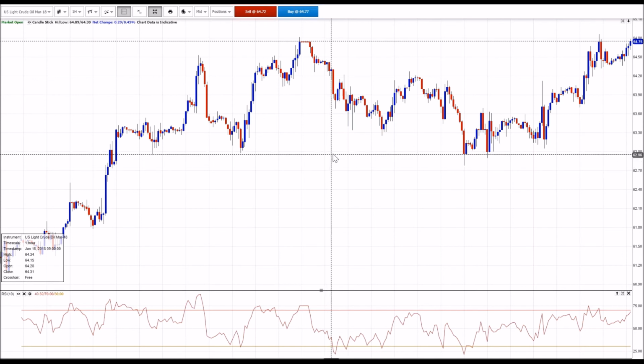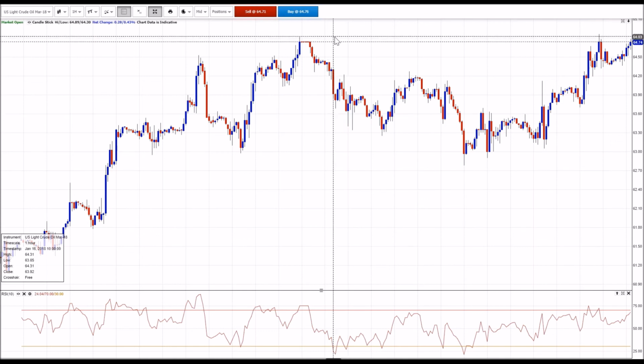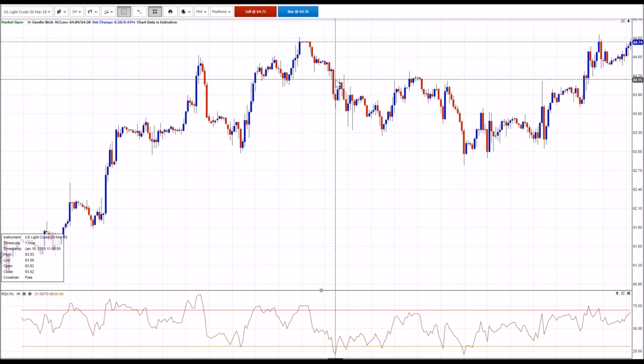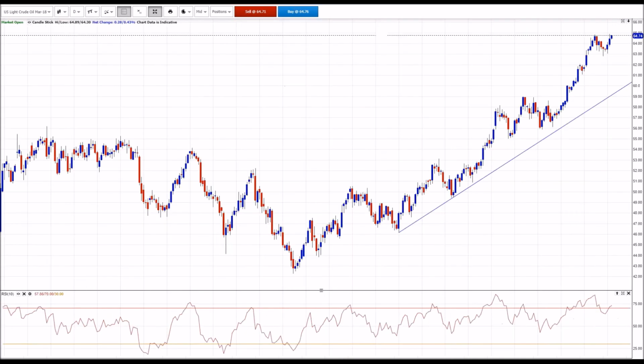So 62.70 through to 63. If we saw it sell off a couple of dollars from here, it looks like an opportunity. But a breakout through, let's say, $65, who knows? You might see $70 a barrel pretty soon. But still really bullish, based off that daily chart.